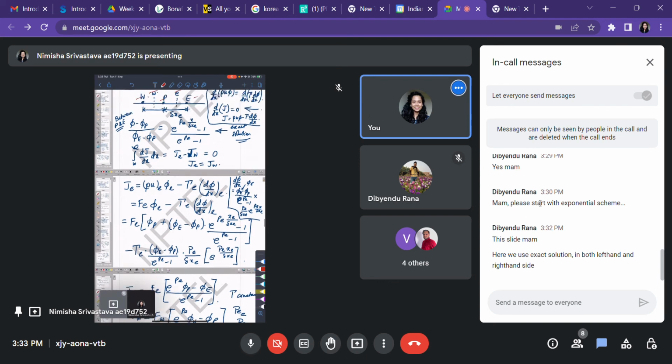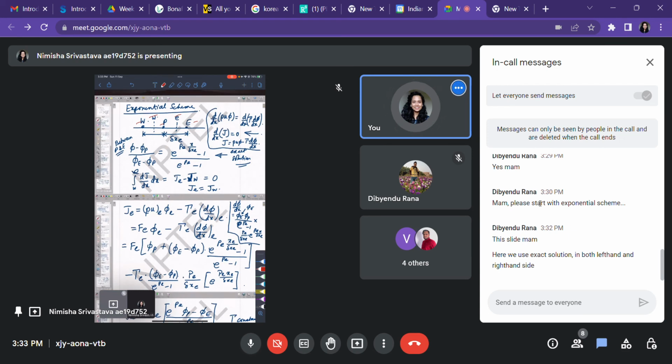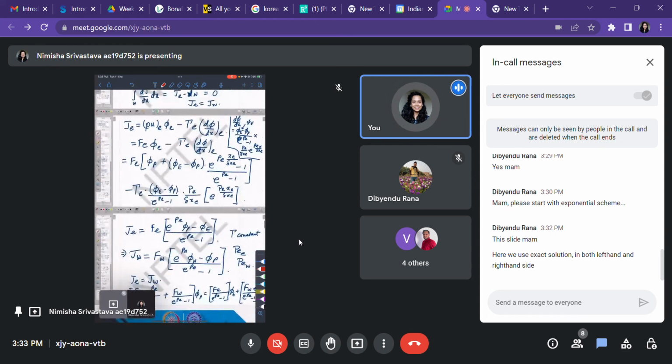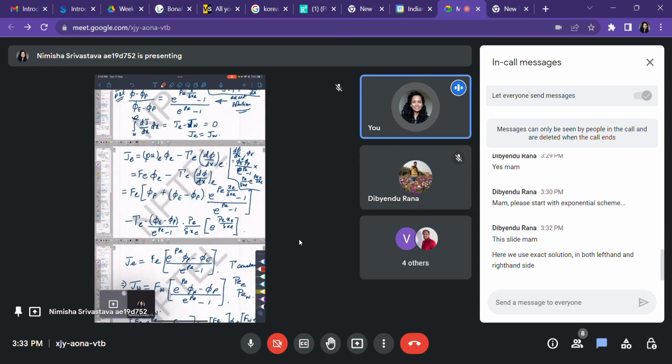I'm sorry, I just don't have enough background for this right now. I think here we use this exact solution in both left hand and right hand side. I am really sorry, but I really don't have any background for this right now, and I haven't seen this before really, so I'm unable to help right now.